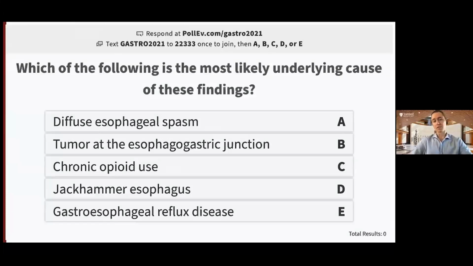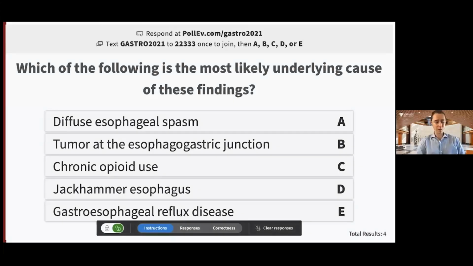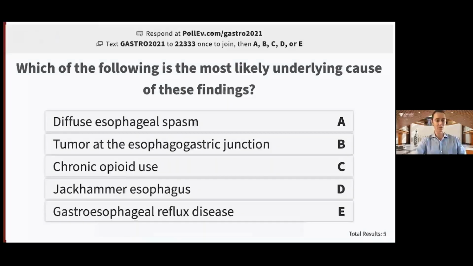A, diffuse esophageal spasm. B, tumor at the EGJ junction. C, chronic opioid use. D, jackhammer esophagus. Or E, gastroesophageal reflux. And again, we'll be using the Poll EV app to submit our answers.